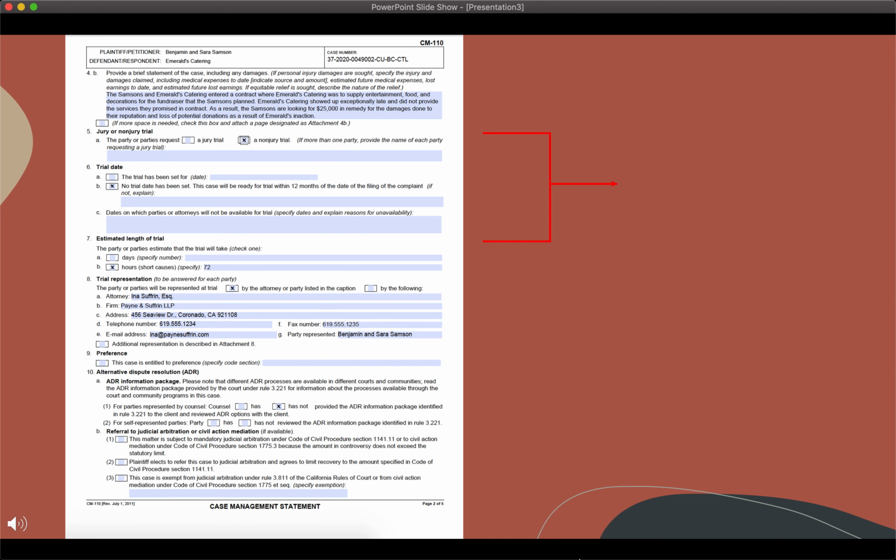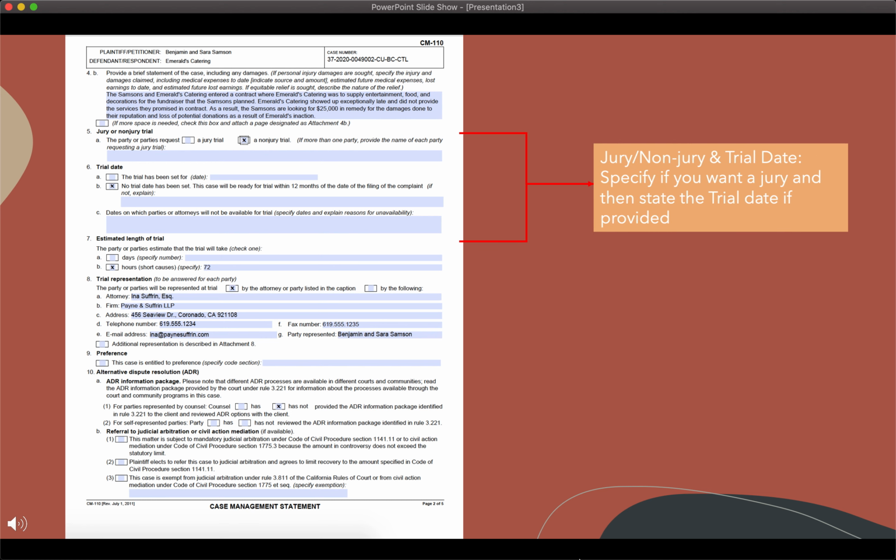Next is section 5 and 6. Section 5 is whether or not you would prefer a jury or non-jury trial. In our case, I suggested a non-jury trial. Section 6 is the trial date. Here you would state when the trial is set for, but in our case, we would check box B because we have not yet been given a trial date.